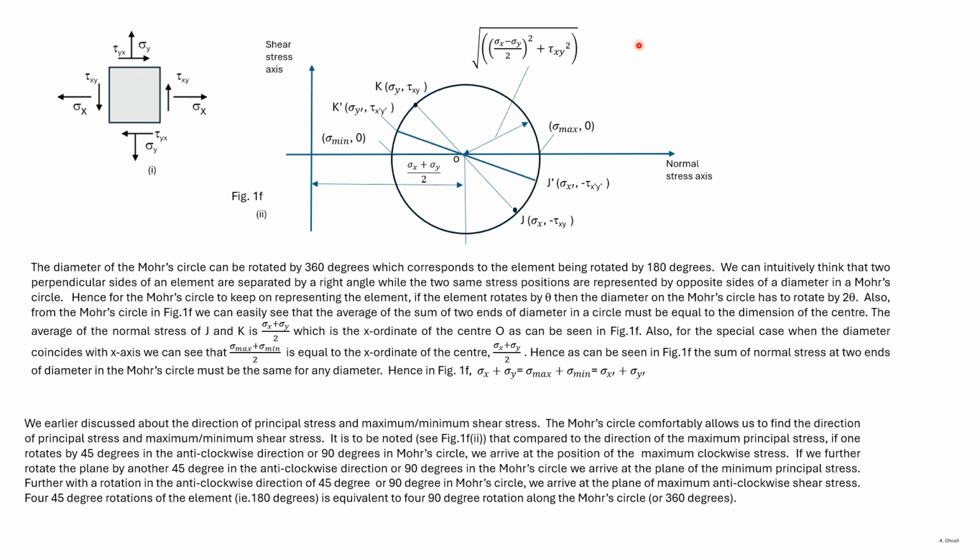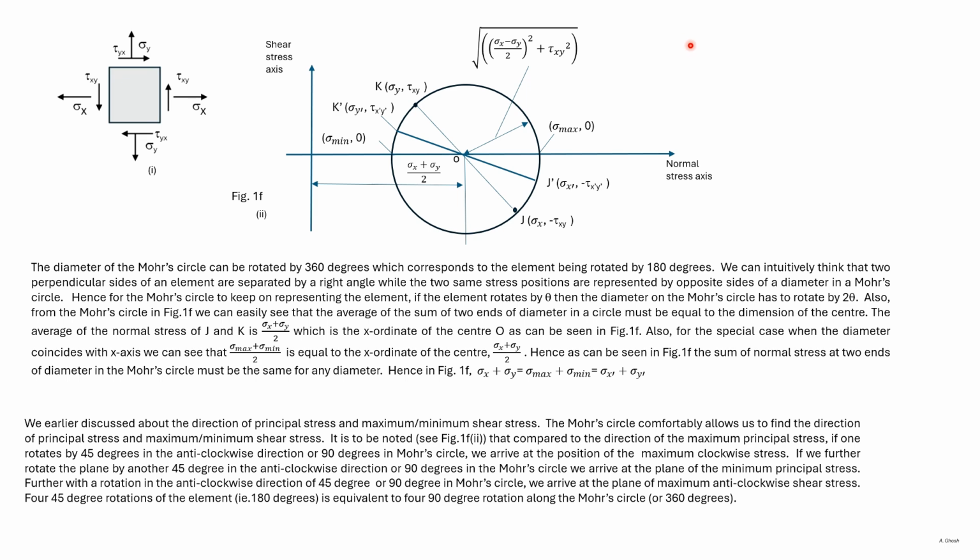So we earlier discussed that if we rotate from the plane of maximum principal stress by 45 degrees in the counterclockwise direction, we reach the plane of minimum shear stress, which is the plane of maximum clockwise shear stress. In this Mohr circle, we can see that if we rotate from that plane by 90 degrees counterclockwise, we reach the plane of minimum principal stress.